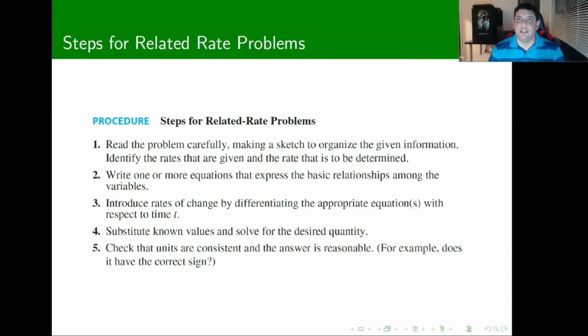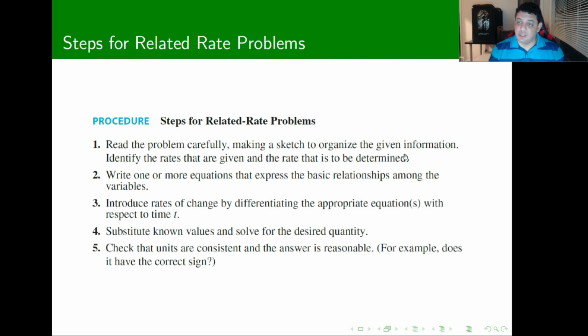So what we want to do here is essentially use the derivative as a rate of change. And we're going to check how the rate of change of something can be put in terms of the rate of change of another thing. Okay? When we're checking rate problems, we need to read the problem carefully.